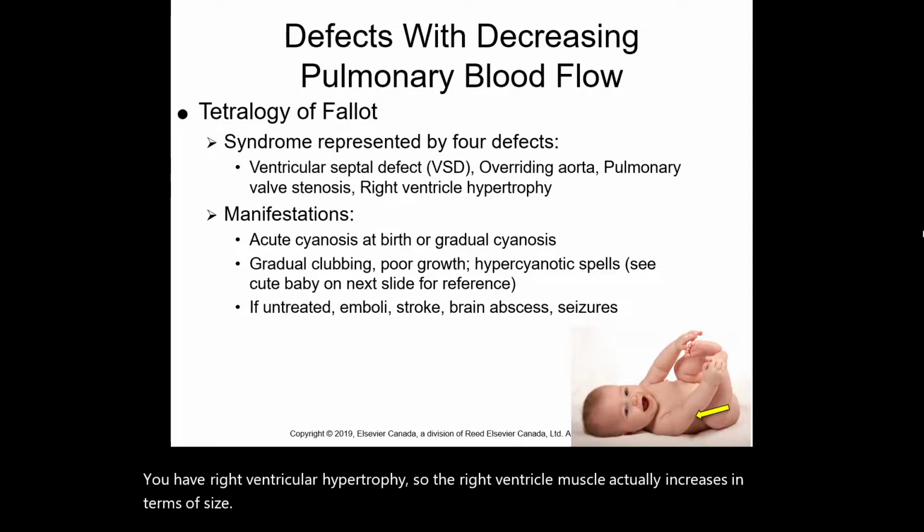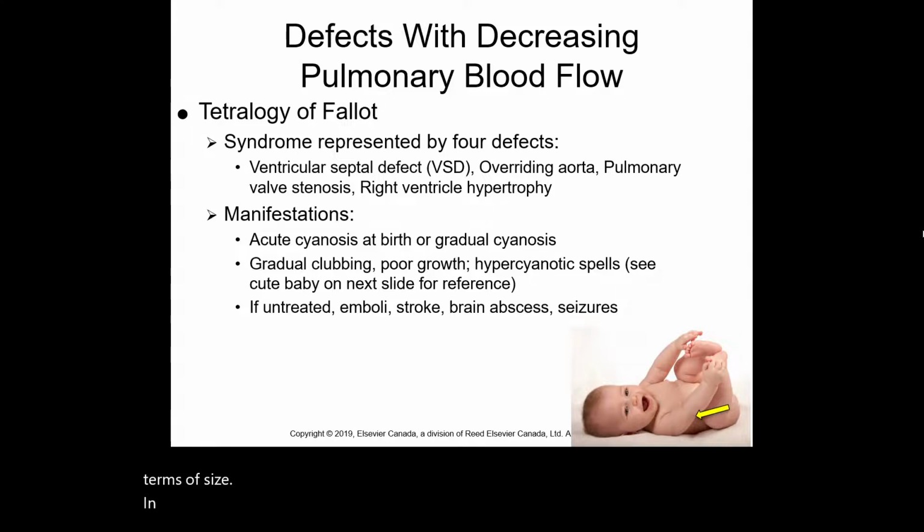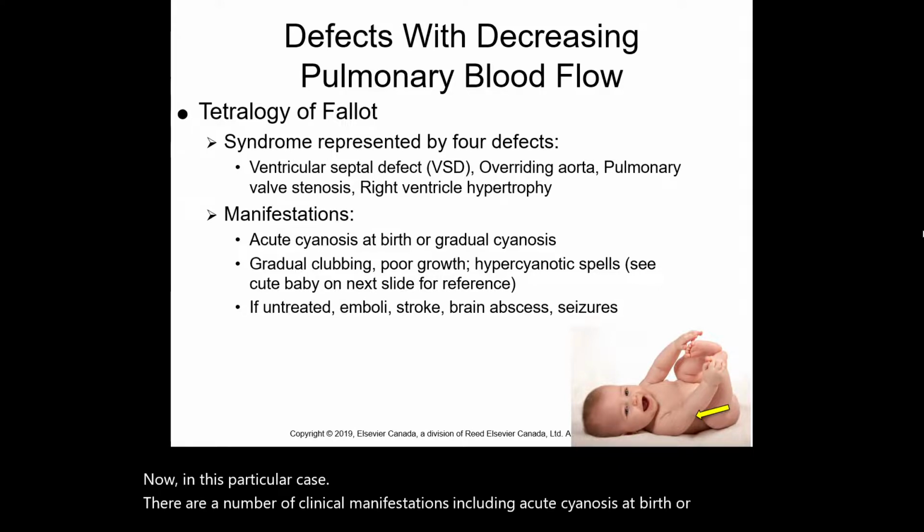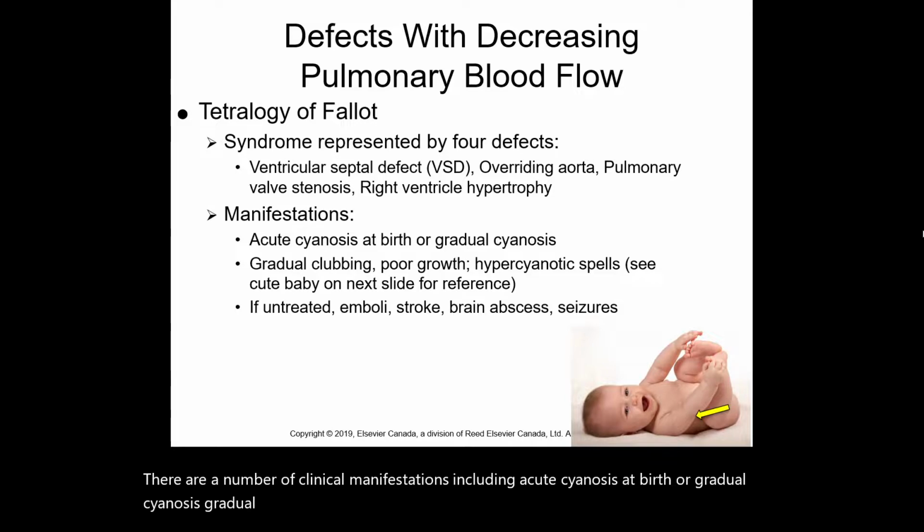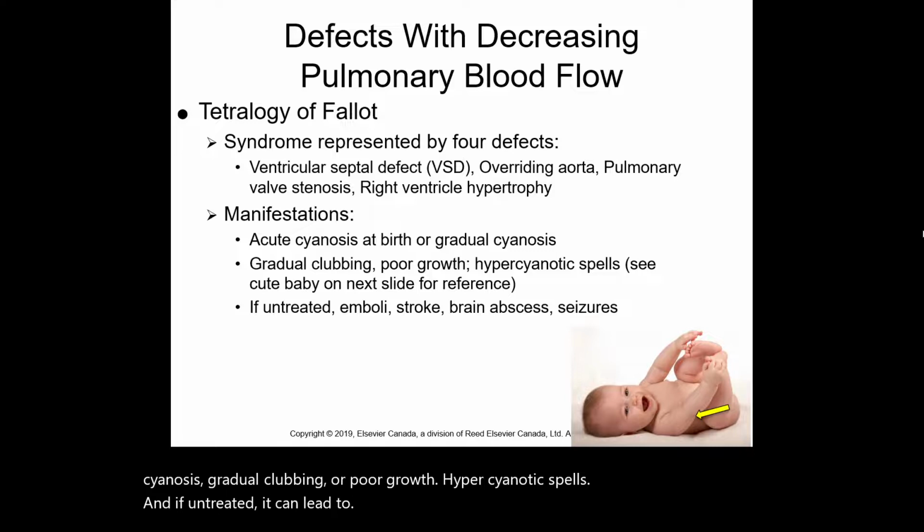Now, in this particular case, there are a number of clinical manifestations, including acute cyanosis at birth or gradual cyanosis, gradual clubbing or poor growth, hypercyanotic spells, and if untreated, it can lead to emboli, stroke, brain abscess, and seizures.